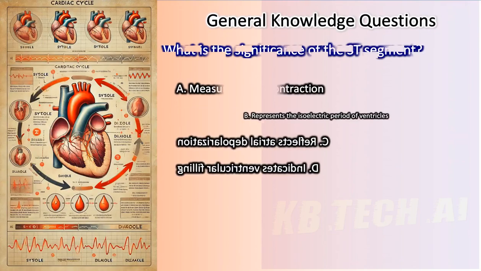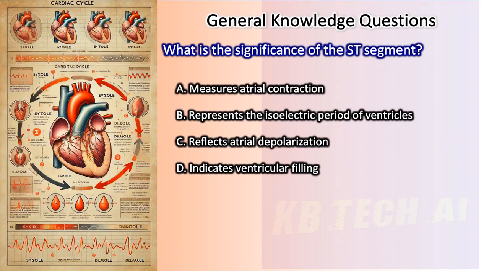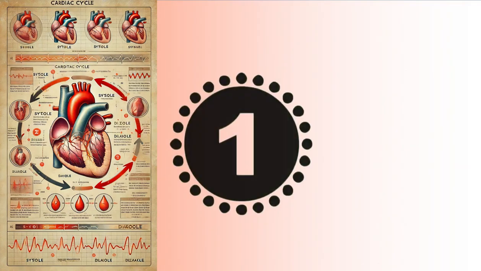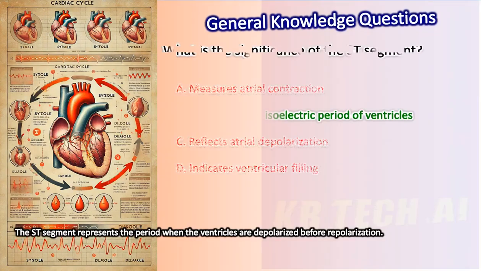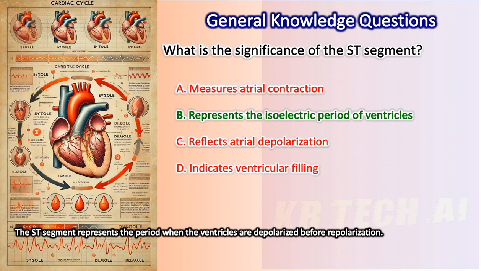What is the significance of the ST segment? Option 1, measures atrial contraction. Option 2, represents the isoelectric period of ventricles. Option 3, reflects atrial depolarization. Option 4, indicates ventricular filling. The answer is option 2, represents the isoelectric period of ventricles.